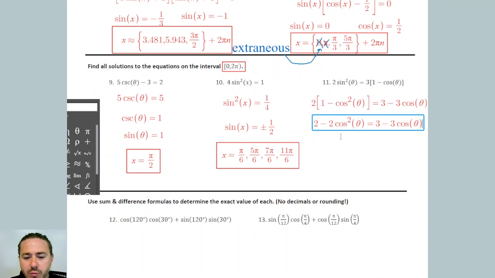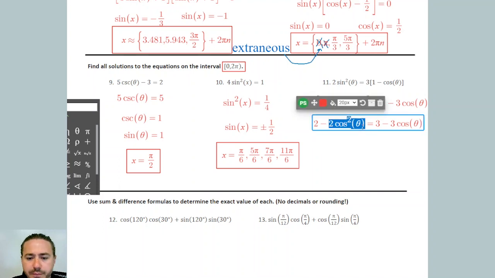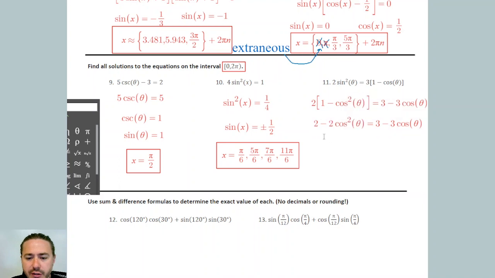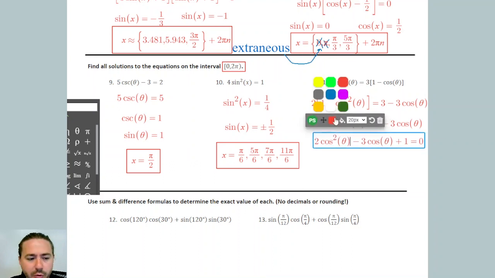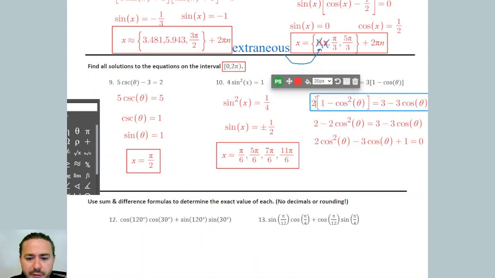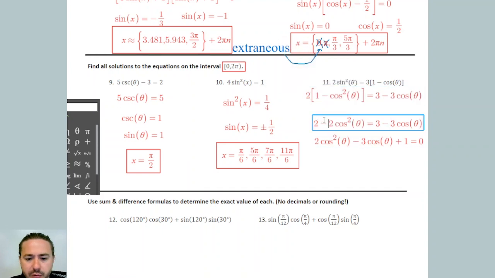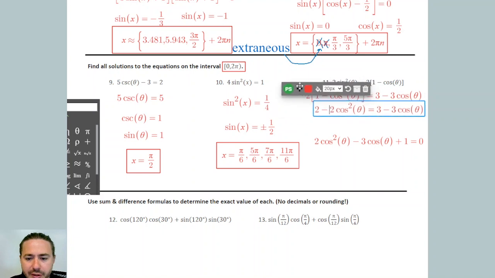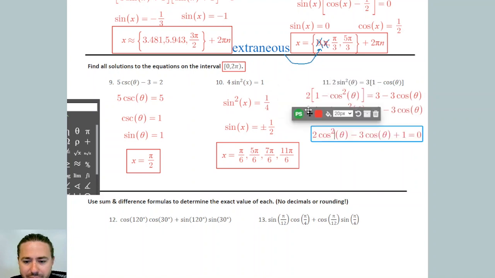And so now I want to get everything to one side, set it equal to 0, and solve it. So I'm going to add the 2 cosine squared theta over here, and then subtract 2. So that'll result in 2 cosine squared theta minus 3 cosine theta, and then we've got 3 minus 2 is 1. And now we're ready to factor. I didn't really give you a ton of room to work this one. I should have given you a little bit more space here. Let's see if we can squeeze this in. Now, if you're writing this on paper, you don't have this luxury, but I do, so sorry.